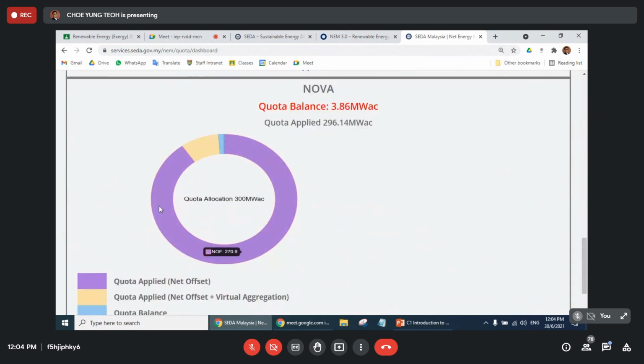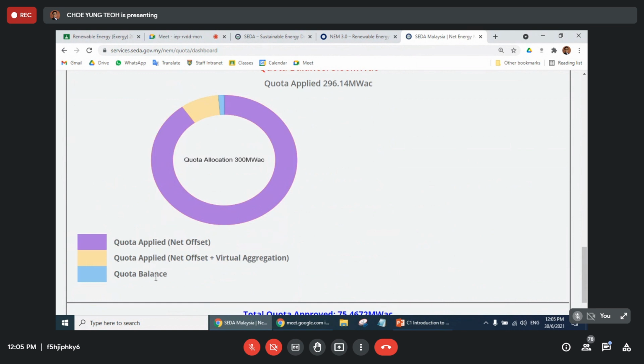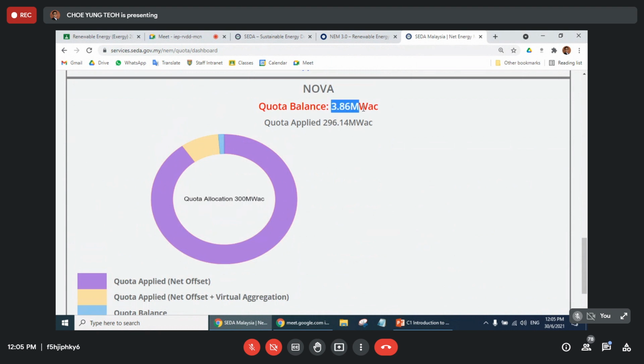Total apply, it gives a quota of 300 megawatt. Now already 270 megawatt is taken. So we just have a little bit left, okay? We just have a balance of only a few percent, just 3.86 megawatt. So I think this 3.86 will not be fully utilized because the amount is too little. If you want to build a power plant with just 3.86 megawatt, it will be too small for an industry player. Okay, so this one, for those who are working in the solar industry, sorry, is already out of stock.